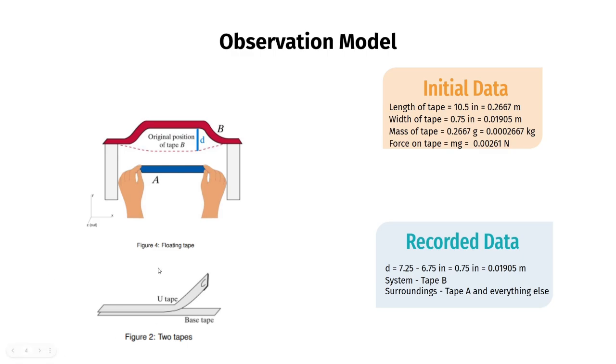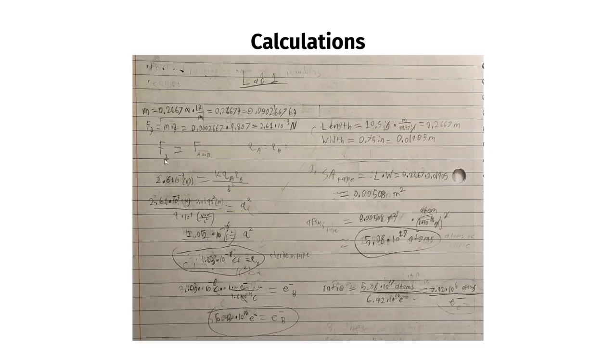From there, we made a second U-tape, and we placed one of the U-tapes on a bridge-like structure, and we would move the second U-tape in proximity to the original tape. And so we record this value as a displacement d, which was vertical and had no horizontal influence. And so for this scenario, we recorded tape B as the system and the surroundings as tape A and everything else, since we are specifically looking at the displacement of B, and we will be looking at the force of gravity on B, as you can see here.